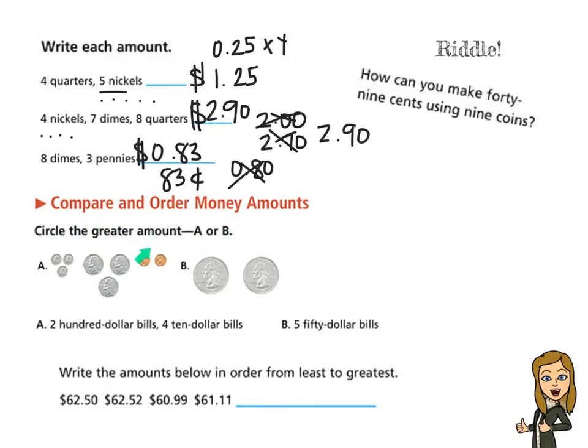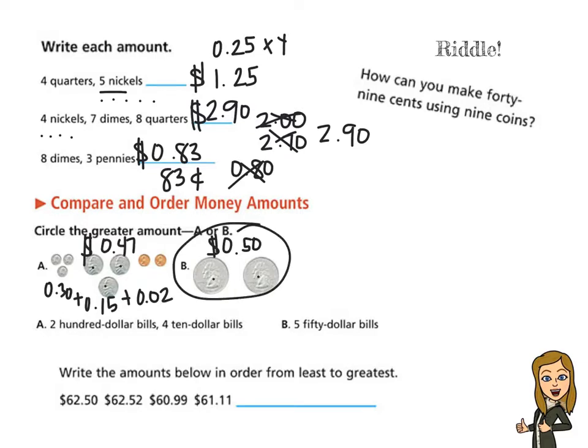So first we're going to circle the greater amount, which is A or B. So here I have 3 dimes, 3 nickels, and 2 pennies. So this would be 30 cents plus 5, 10, 15 cents plus 2 cents. So altogether that is 45, 47 cents. Okay, so if that's 47 cents, and here I have 2 quarters, so that is 50 cents. So the greater amount here is choice B with the 2 quarters.